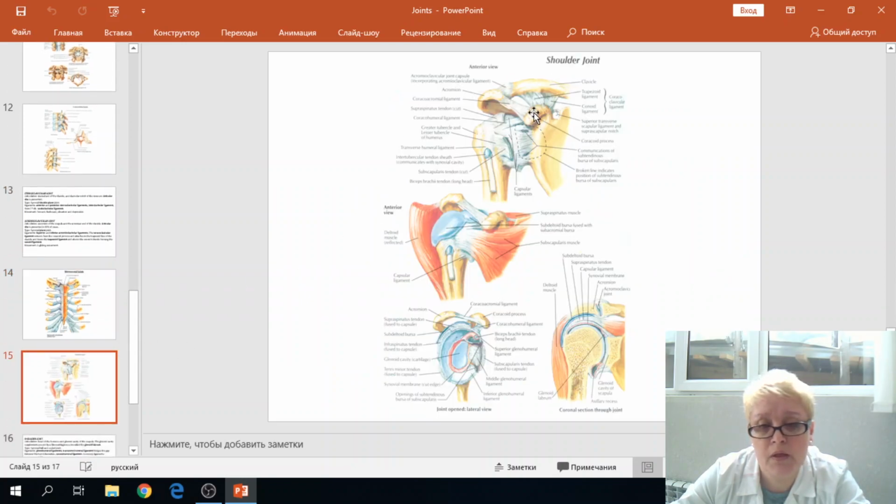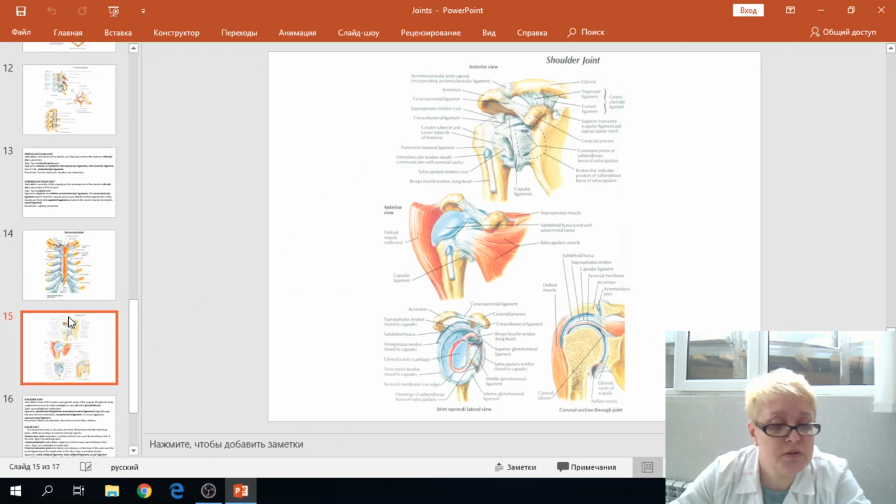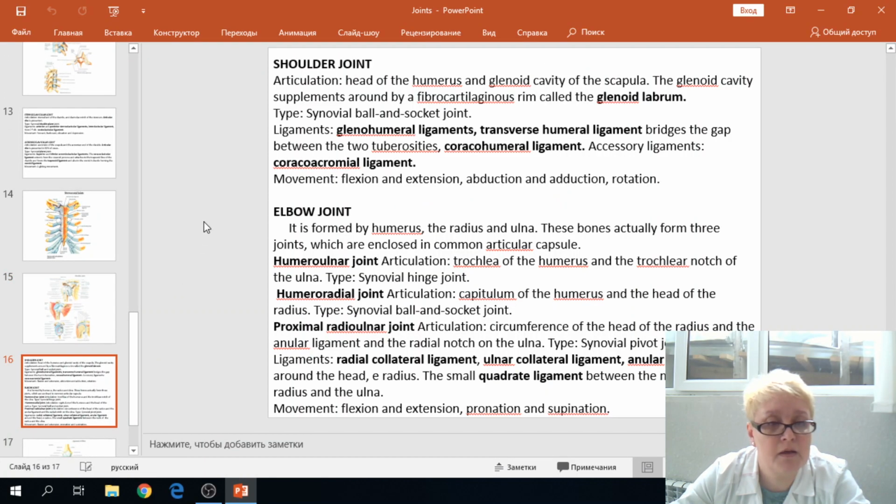This is the acromioclavicular joint, and this one is the coracoclavicular ligament. We divide it into two halves. This is the conoid ligament, and this one is the trapezoid ligament. Next joint is the shoulder joint.